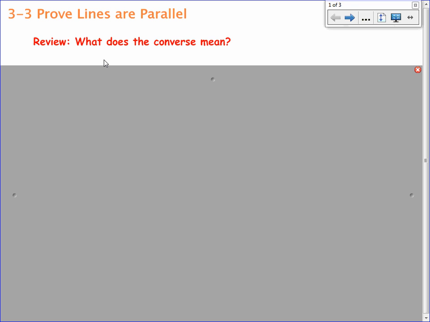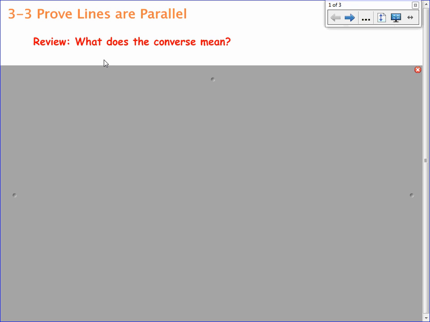So quick review from last chapter. What is the converse sentence? Yes. When you switch the order. So remember we learned the 4 if-then sentences from the last section? Okay, we're going to write the converse of those 4.